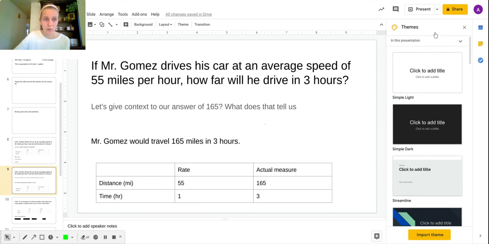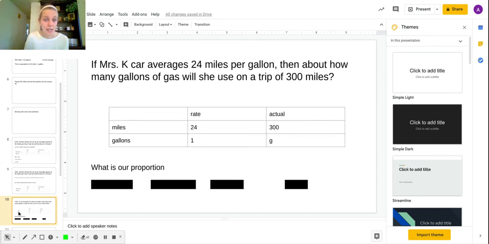Okay, let's try another one. How are we doing on time? Excellent. Okay, if Mrs. K drives an average of 24 miles per gallon, then how many gallons of gas will she use on her trip of 300 miles?